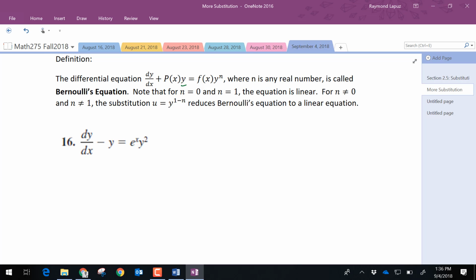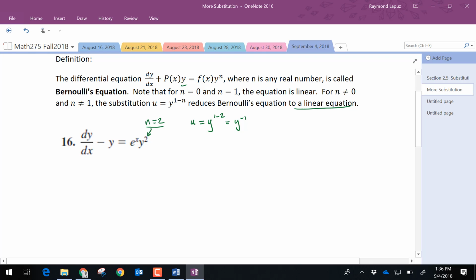So in this case, n is equal to 2. And our substitution, according to their suggestion here, is to let u equal y raised to the 1 minus 2 power. By doing this substitution and changing things around, you should be able to rewrite your differential equation, and they're saying that it'll look like a linear differential equation. But instead of x and y's, it'll be u and x. So what is this, -1? Right?